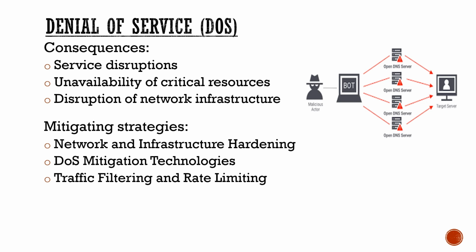Traffic filtering and rate limiting. Apply traffic filtering mechanisms to discard and or block malicious or suspicious traffic at the network perimeter. Implement rate limiting policies to prevent resource exhaustion caused by excessive requests. Redundancy and scalability. Design systems and networks with redundancy and scalability in mind to distribute and handle traffic effectively during the periods of high demand or attack.